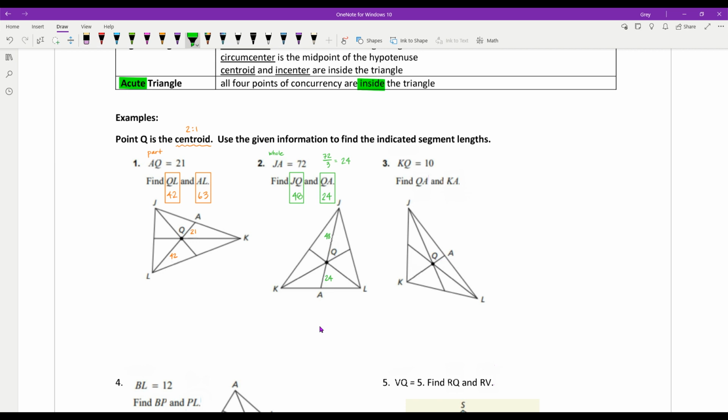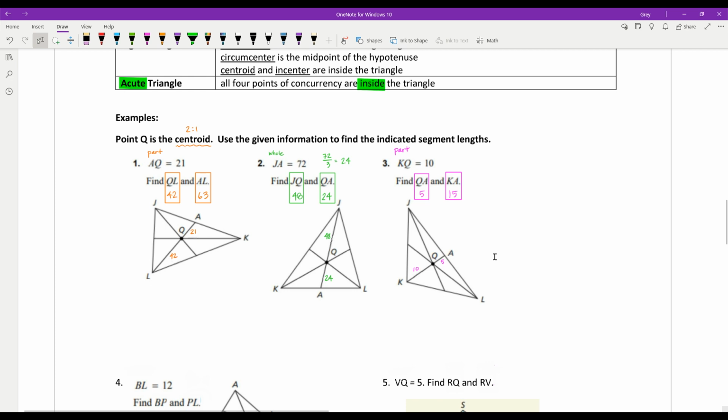All right, number 3, not QA, it says KQ. KQ is 10, and KQ is part of the median. It's not the whole thing. So that means I'm going to go label KQ to be 10. I can tell from my picture it's the longer piece. So the other one is the shorter piece, and it's going to be smaller, so it's half. So it's got to be 5. So QA for my picture is 5. And KA is the whole thing, so I got to add those two together, and that's going to be 15.